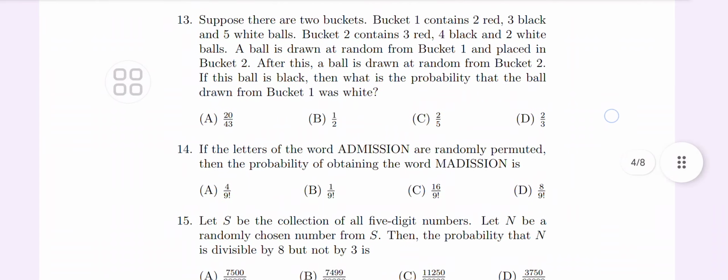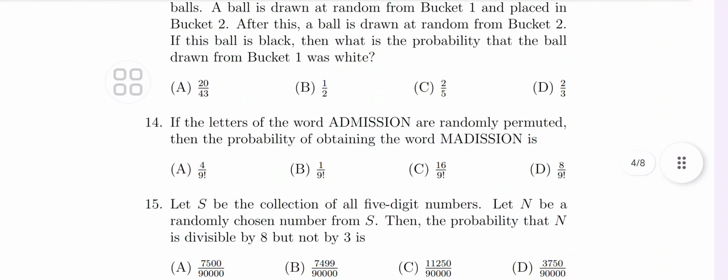Next, there is an easy question. If the letters of the word admission are randomly permuted, then the probability of obtaining the word Madison is 1 by 9 factorial. Why? Because we know S is twice, so 1, 2, 3, 4, 5, 6, 7, 8, 9. That's why 1 by 9 factorial.